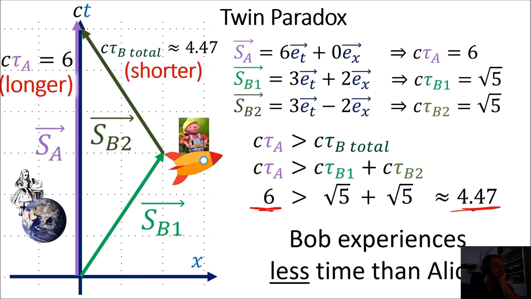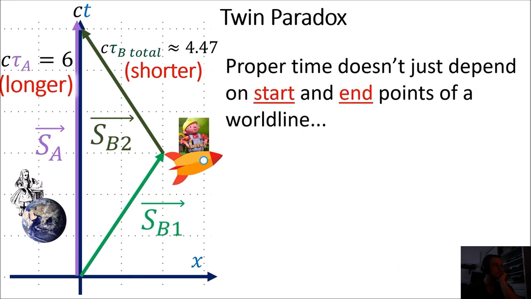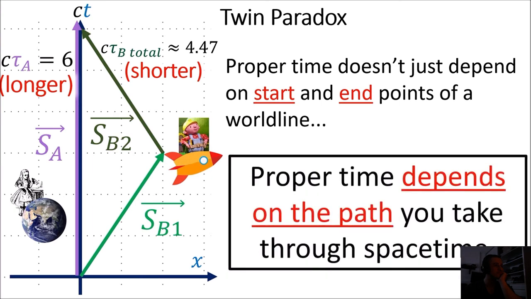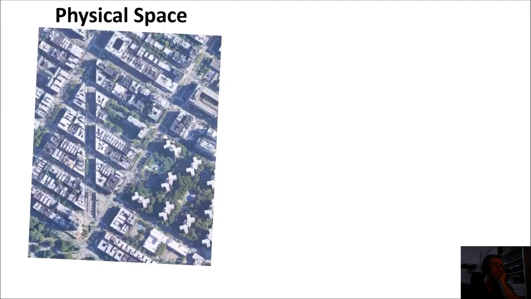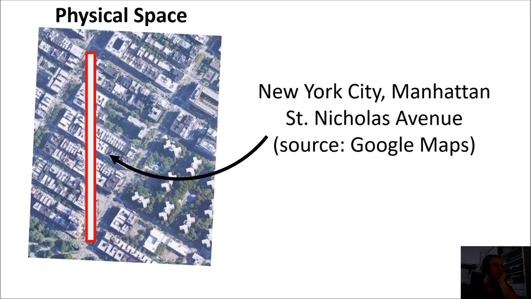So this is a very important concept to understand in special relativity. Proper time doesn't just depend on the start point and end points of a world line. The proper time also depends on the path you take through spacetime. In some ways, this is similar to physical space. In New York City, on the island of Manhattan, most roads are arranged on a grid, but there's one street called St. Nicholas Avenue that runs diagonally through the grid.